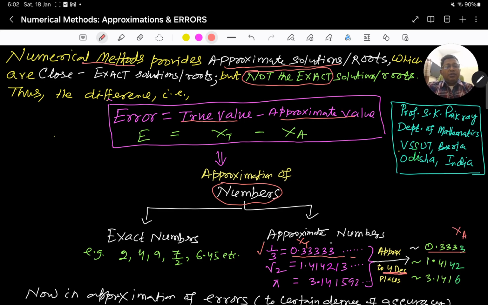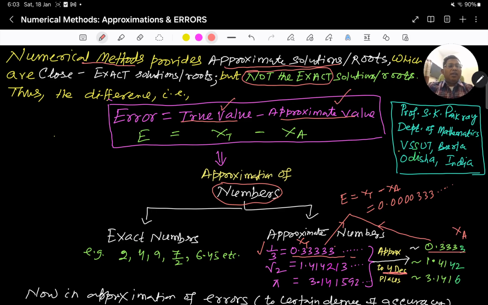Now if I take the difference of these two, then this is my error. So my error will be xt, the true value or exact value, minus xa. If you subtract it, it will be 0.0000333 and continued. So this is the error. So what is the error? The difference of the true value minus the approximate value.